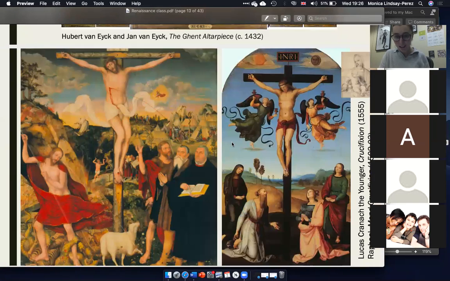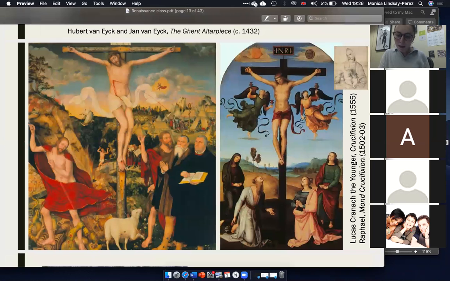So this actually is a comparison between Lucas Cranach the Younger and Raphael. So you've got the Northern Renaissance on the left and the Southern Renaissance on the right. And you can just see in this comparison how one landscape is just so much more cluttered than the other. Raphael's landscape is essentially a blue sky, whereas the Northern Renaissance Crucifixion just has so much going on.